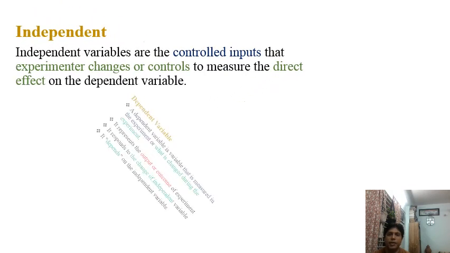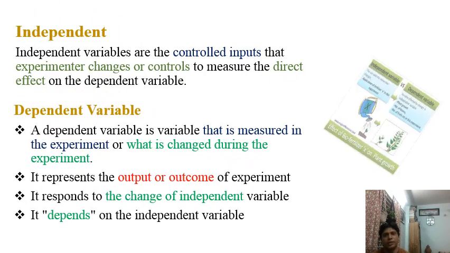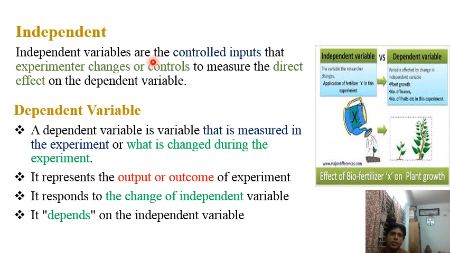Now we will focus on independent and dependent variables. What is an independent variable? Independent variables are the controlled inputs that the experimenter changes or controls to measure the direct effect on the dependent variable. An independent variable is a controlled unit, that means the researcher or user can control this value.